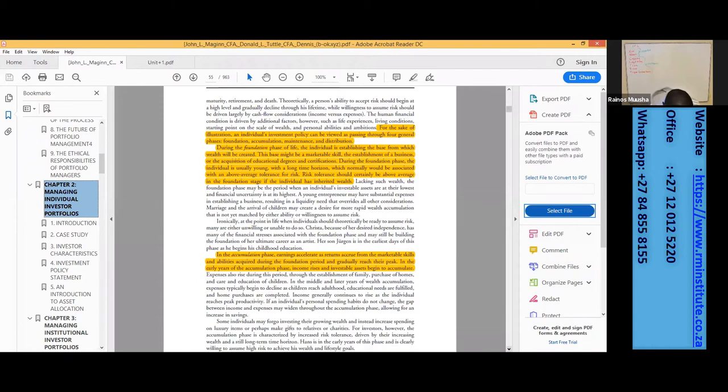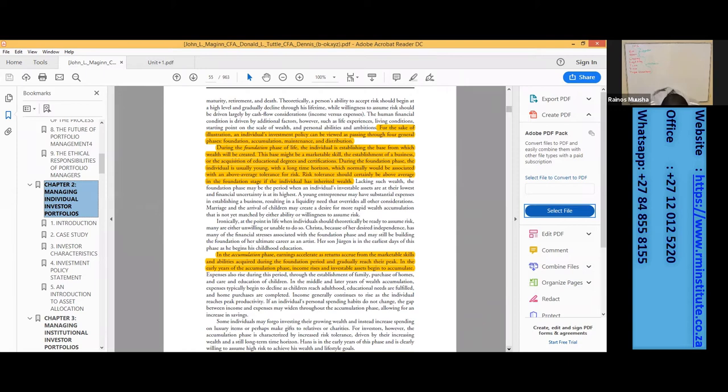phase. And they say, in the accumulation phase, earnings accelerate as returns accrue from the marketable skills and abilities acquired during the foundation period and gradually reach their peak. So in the early years of the accumulation phase, income rises and investable assets begin to accumulate. So here they say expenses also rise during this period through the establishment of family, purchase of homes, and the care and education of children.